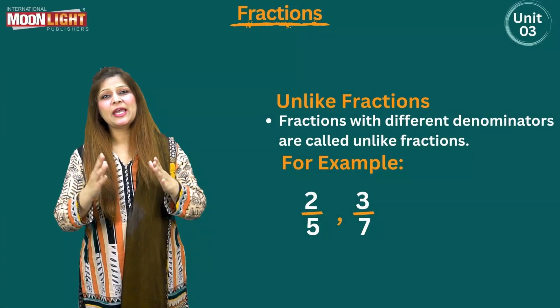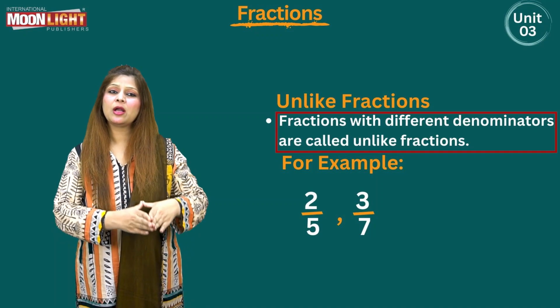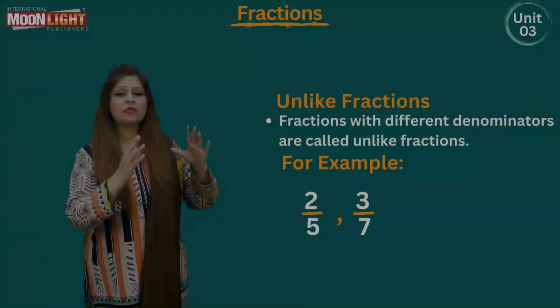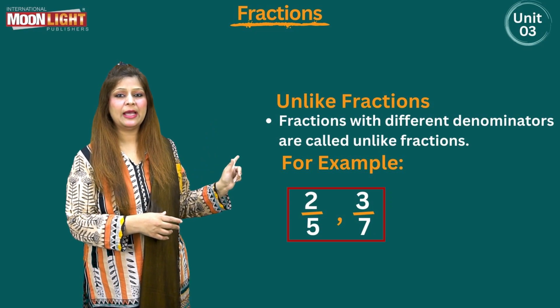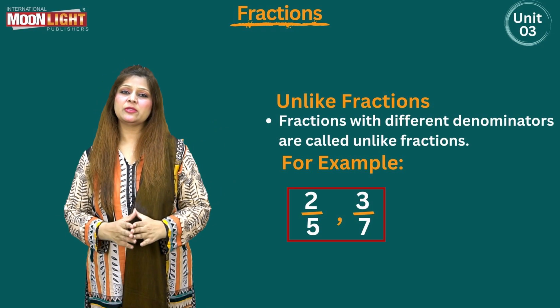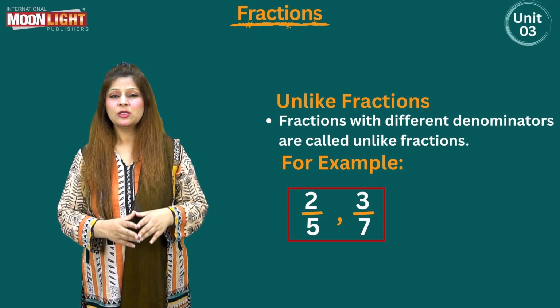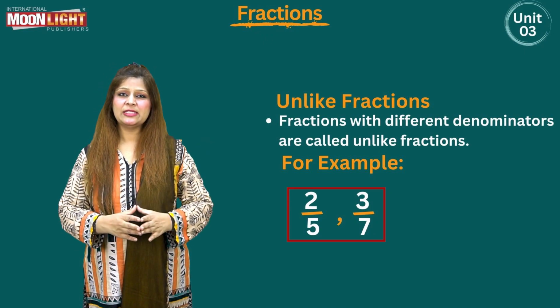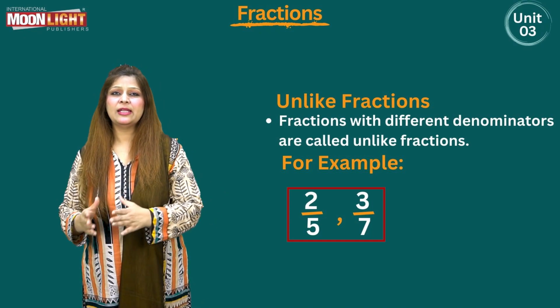My dear students, as you already know, fractions with different denominators are called unlike fractions. For example, 2 by 5 and 3 by 7. These two fractions are unlike fractions because their denominators are not the same. So we can say that the denominators are different and we call them unlike fractions.